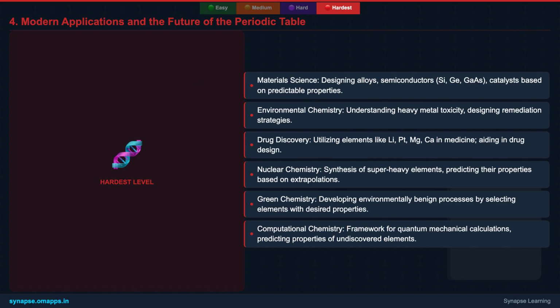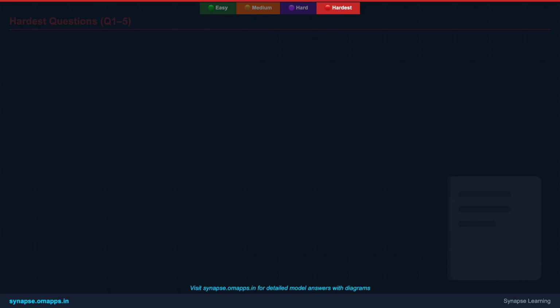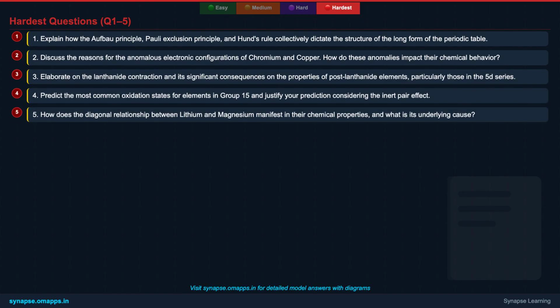In materials science, it guides the design of new semiconductors and alloys. In catalysis, understanding transition metal properties leads to more efficient industrial processes. Environmental chemists use periodic trends to develop remediation strategies for pollutants. In drug discovery, elements like lithium and platinum are critical, with their properties informing new therapeutic agents. Even in nuclear chemistry, the table helps predict the stability and properties of newly synthesized superheavy elements, pushing the boundaries of what's possible. Alright, let's tackle the first 5 hardest questions.